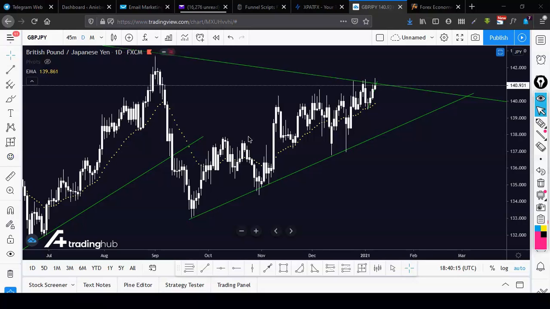Alright. So if you understand the analysis I just made on pound yen, just let me know you understand the analysis. Just type in pound yen, GBP JPY.